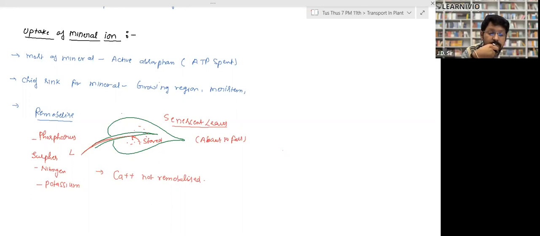Now the chief sink for mineral, right? That is the growing region. That is the chief sink, means that is the main part where the minerals are required. So that is the growing region or meristematic region, right? And look, what happened? Phosphorus, sulfur, nitrogen, and potassium.